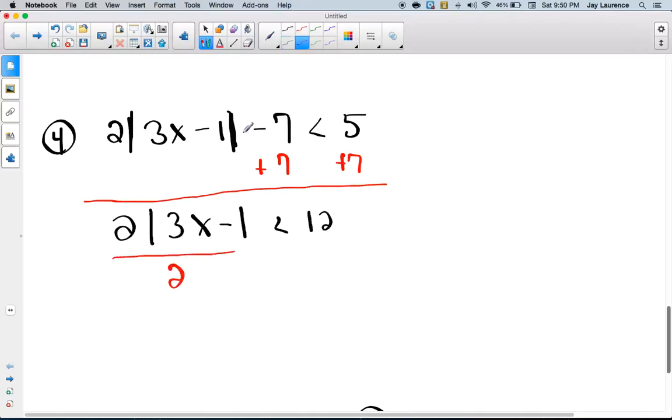Oop, I have a mistake up there, don't I? Yeah, I left the 1 out, didn't I? Okay, and then I'm going to divide by 2 on the right-hand side of the inequality too. All right, so on the left-hand side, I'm left with just the absolute value of 3x minus 1. And the right-hand side is 6.